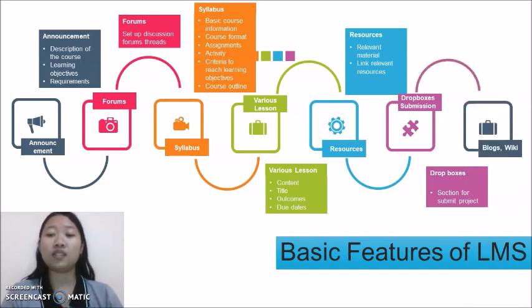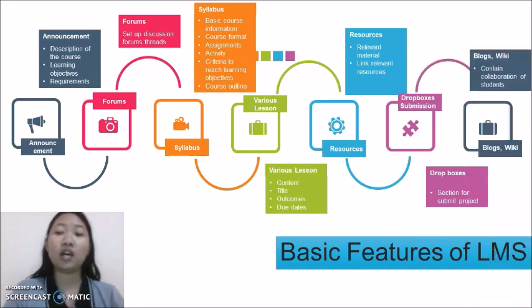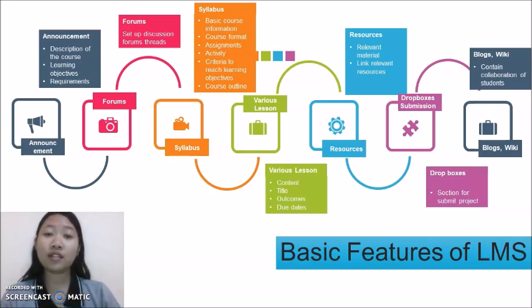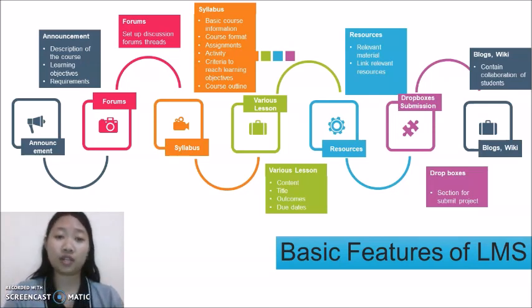And the last feature is blogs and wiki. So blogs and wiki contain a collaboration of students. For example, in Wikipedia, student A writes the definition of lexical entanglements. So the other students can edit the definition, adding and also correcting it, so it will make a collaboration between the students.